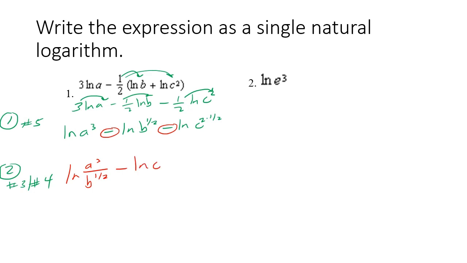Okay, now we're going to divide again. So here's another division. So this becomes natural log of a to the third divided by b to the half. And if I'm dividing this by c, remember that means you are multiplying by the reciprocal, so c is going to end up in the denominator.